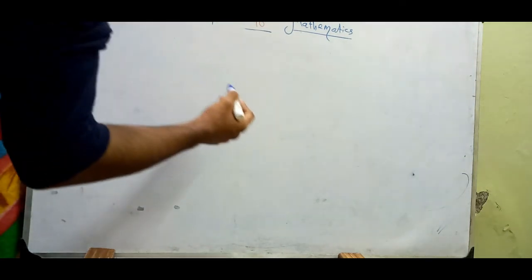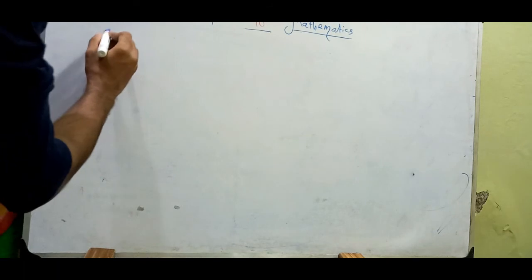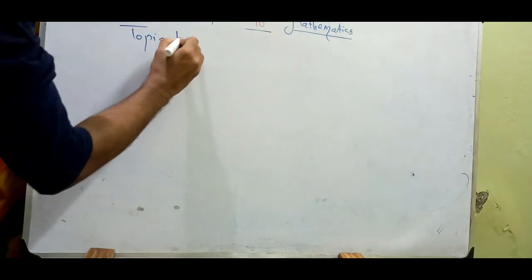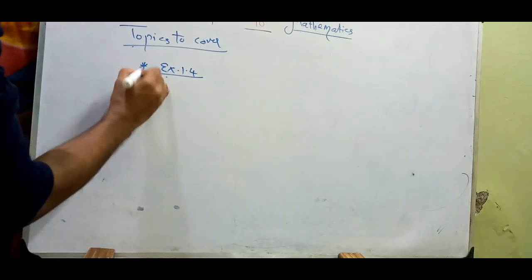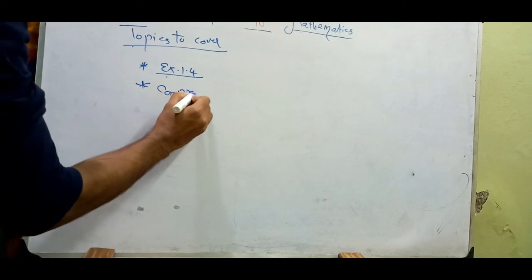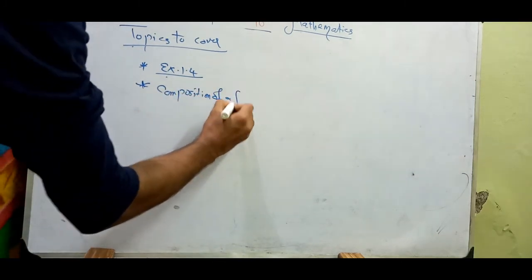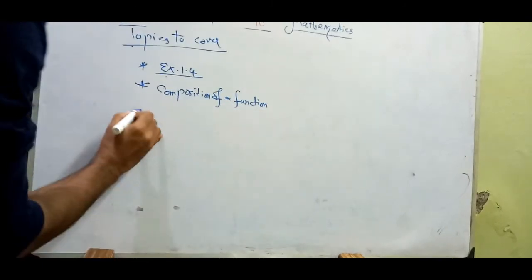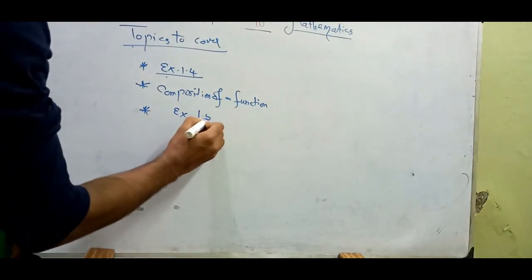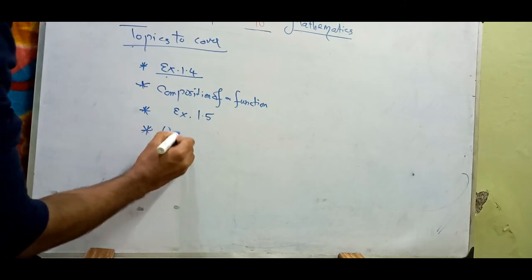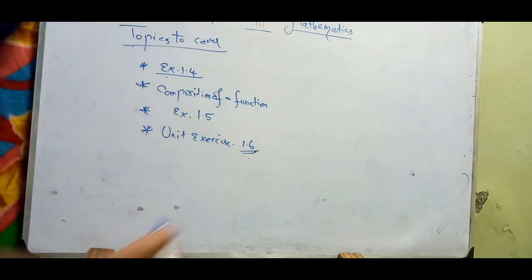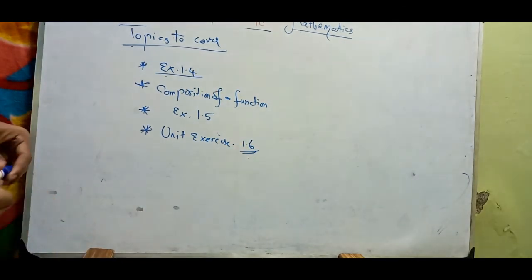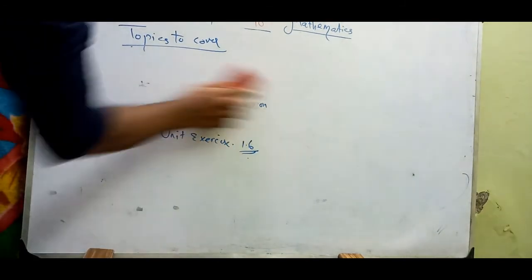Today we will see exercise 1.4, and then we will move to the composition function. Okay, so today's topics to cover: exercise 1.4, composition of a function, and then a few examples, and then the last, unit exercises 1.6. With this we will see, inshallah, the second chapter. Got it?